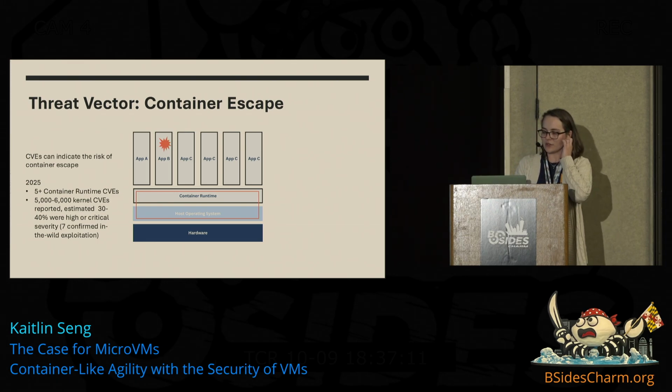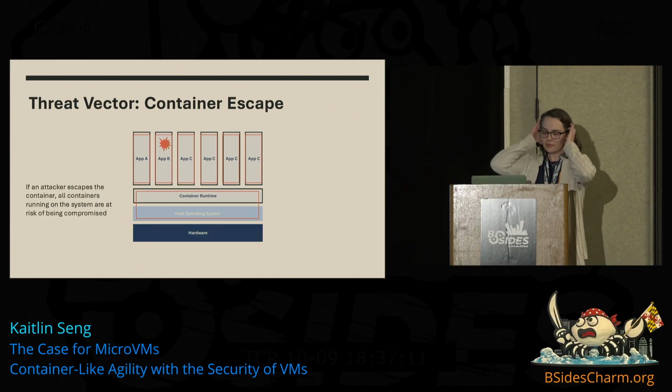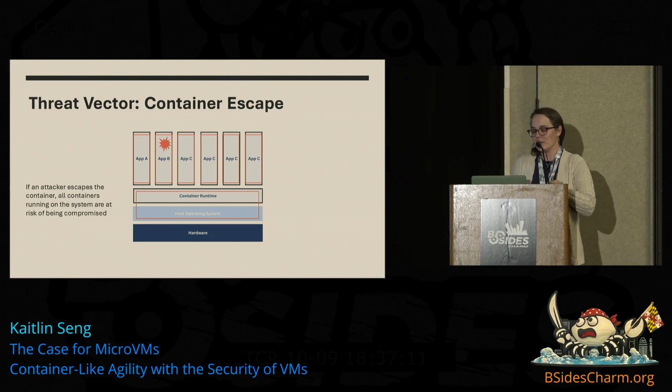So not only are we concerned about that container, the kernel that everyone is sharing, but we're also concerned about the container runtime. We saw around 5 or more container runtime CVEs reported explicitly. Now, not every single CVE means there's a container escape. I'm just trying to illustrate that there's a large attack surface there, and more potential for something to happen. Once an attacker escapes that one container, all of the rest of the containers are at risk.